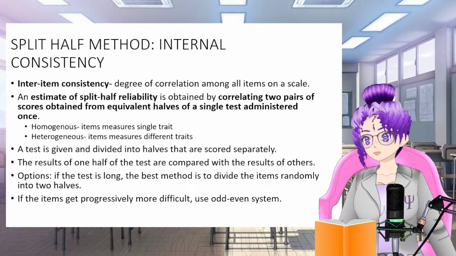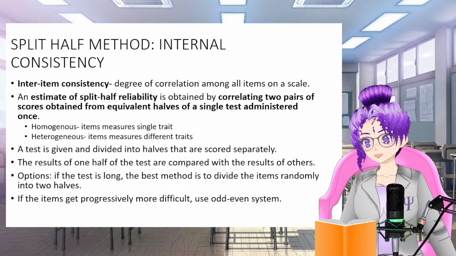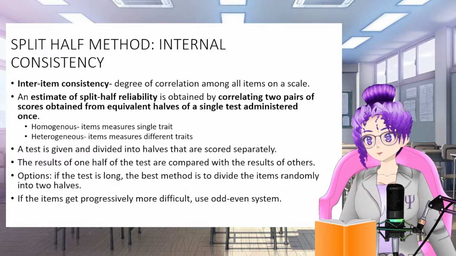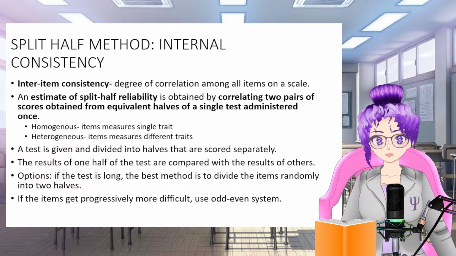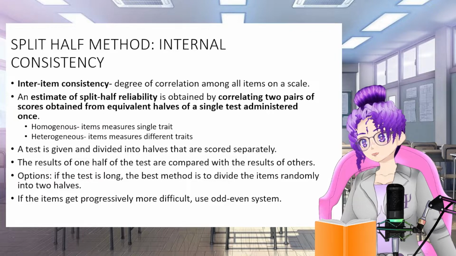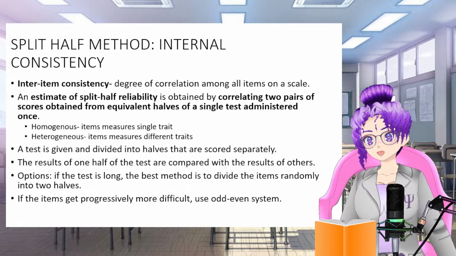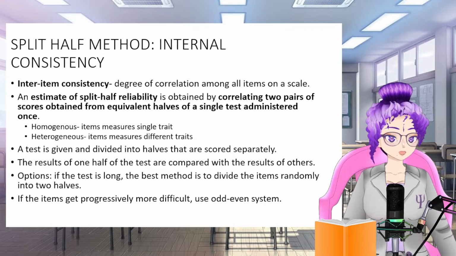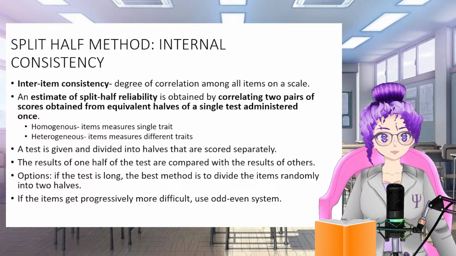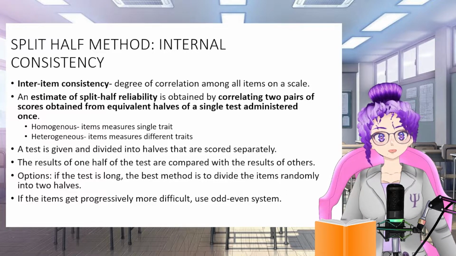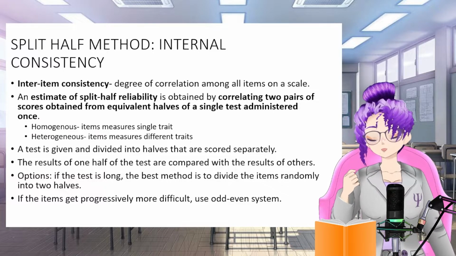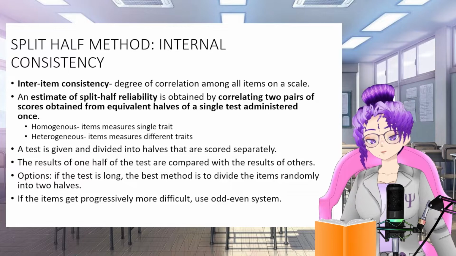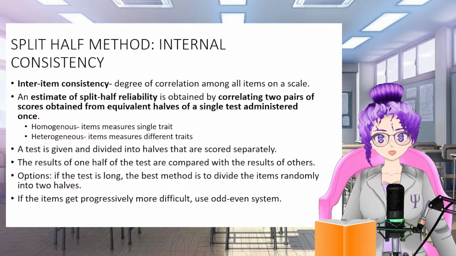A test is given and divided into halves that are scored separately. The results of one half of the test are compared with the results of the other. If the test is long, the best method is to divide the items randomly into two halves. But if the test becomes progressively more difficult as it goes along, you use the odd-even system. Those are the ways in which you can measure split-half reliability.